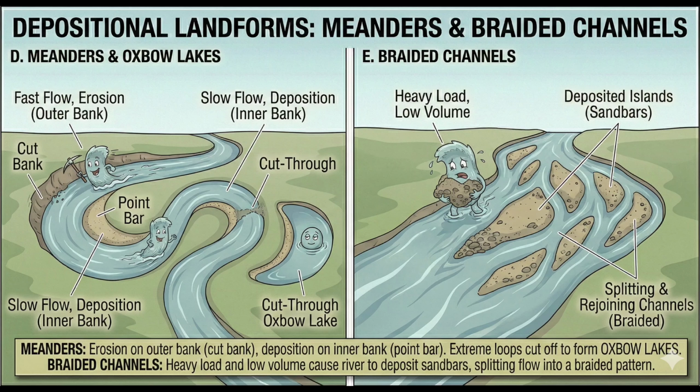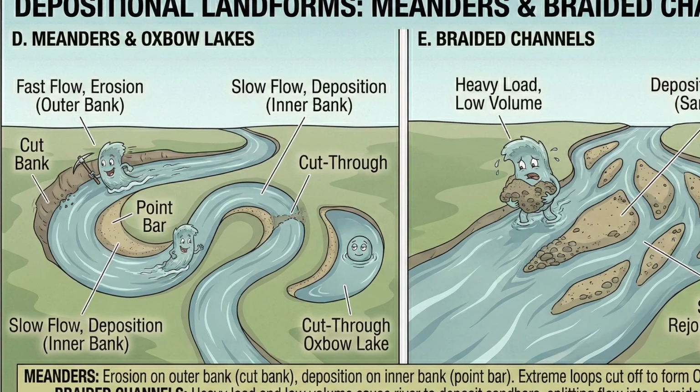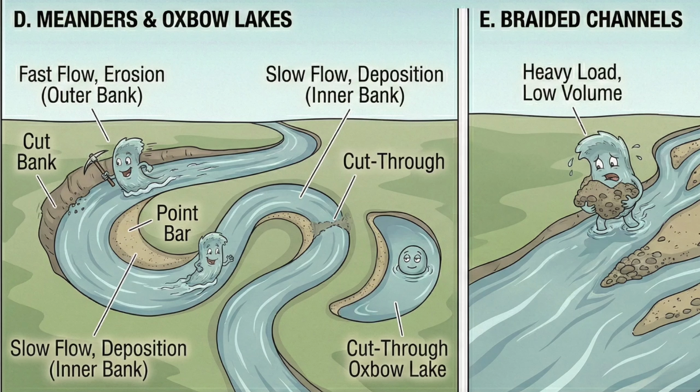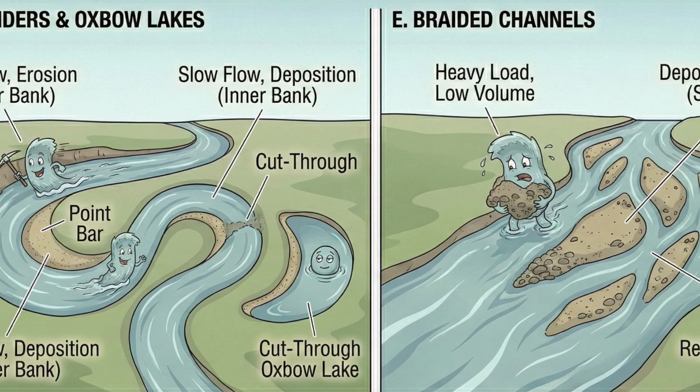D. Meanders and oxbow lakes. A meander is a loop. As water flows around a bend, it moves faster on the outside of the curve and slower on the inside. Outer bank: active erosion creates a steep cut bank. Inner bank: slow water deposits sand, creates a point bar. Over time, the loop becomes more extreme. Eventually, the river cuts through the narrow neck of the loop, leaving the curve behind as a detached body of water, an oxbow lake.